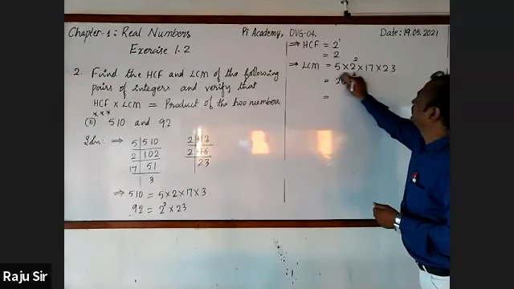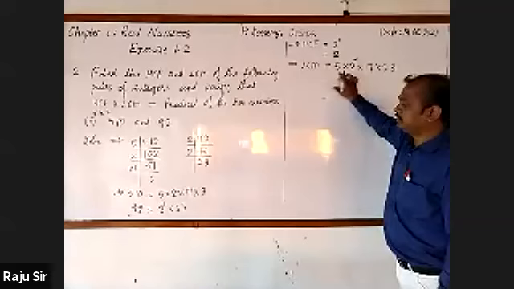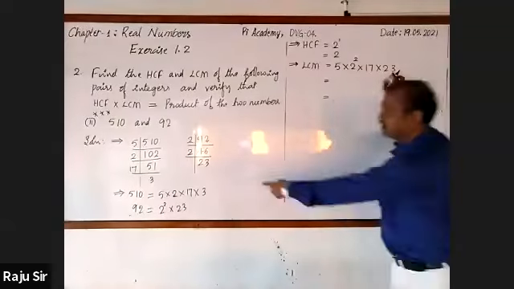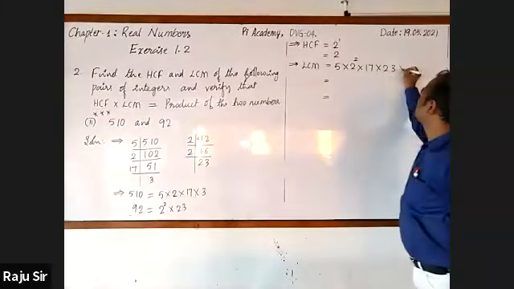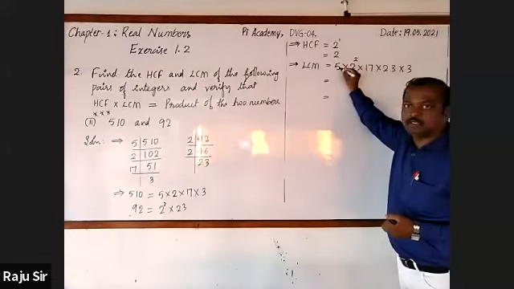Wait. Factor 5, 2, 17, 23. And we have left one more. This is 3. Raju sir, unmute your audio. Raju sir, unmute your audio.